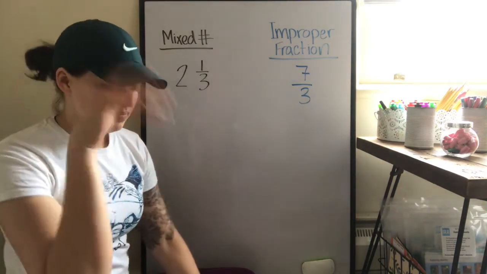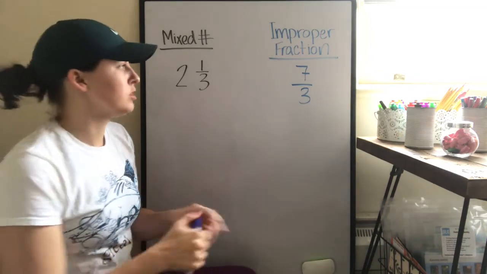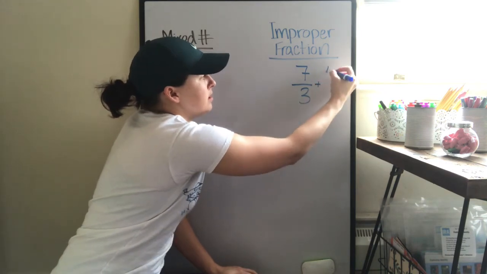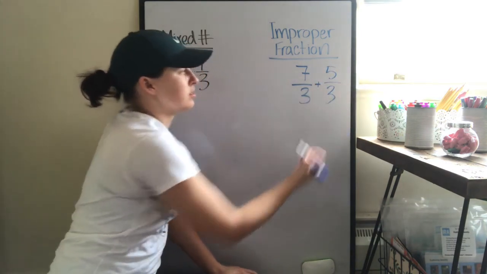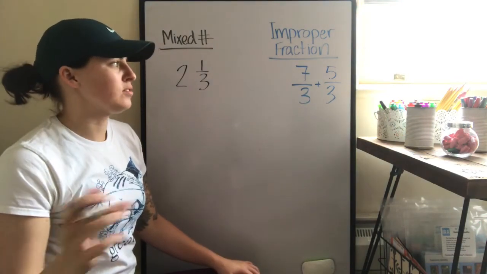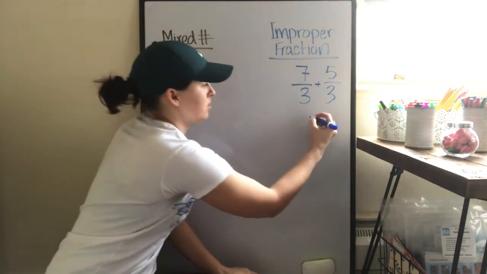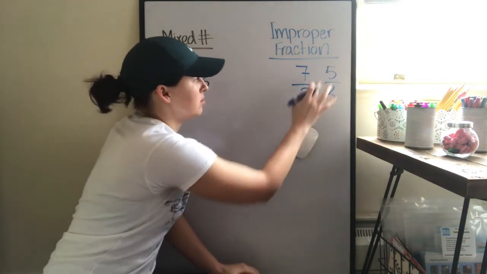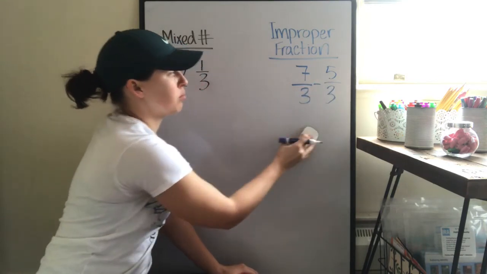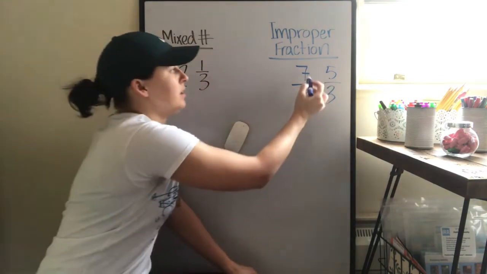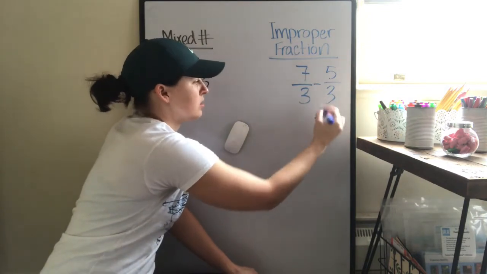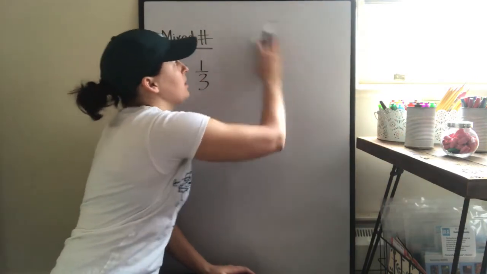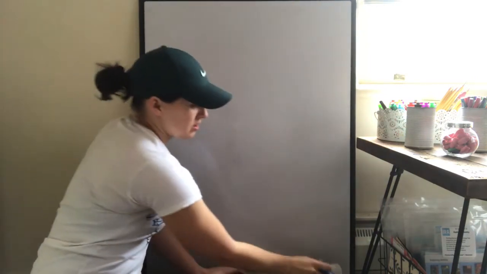Improper fractions, easy. If we were adding those, we could do 7/3 plus 5/3. 7 plus 5, 12. Our denominator stays the same. Easy. We can also subtract improper fractions the same way we've been subtracting. 7 minus 5, 2. Denominator stays the same. Thirds. Same thing. So we are going to add and subtract mixed numbers.